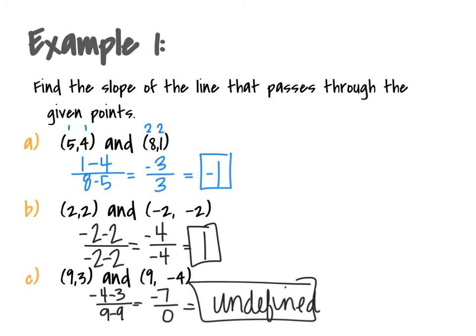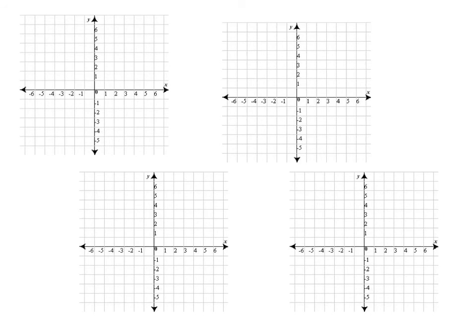Okay, here are your two answers. B is 1, because negative 4 over negative 4 reduces to 1. C is undefined because you get 0 in the bottom. Anytime you have the same x coordinates, that is a vertical line, which means your slope will be undefined. Speaking of an undefined slope, there are 4 different ways your graph could present slope.